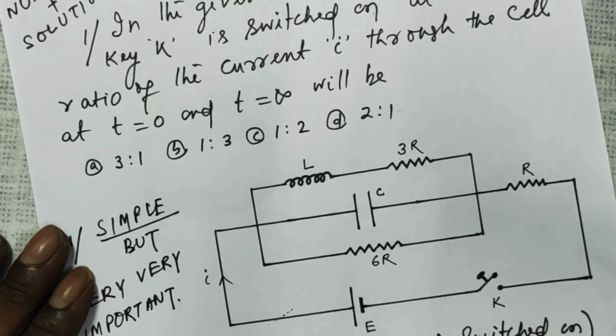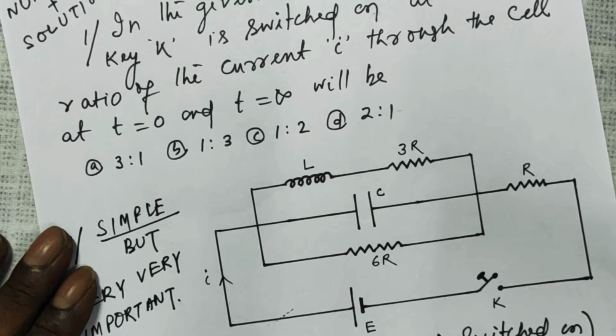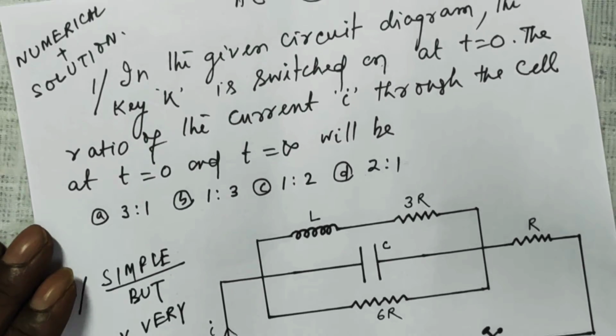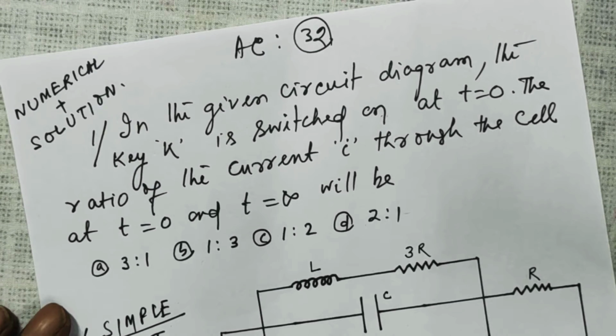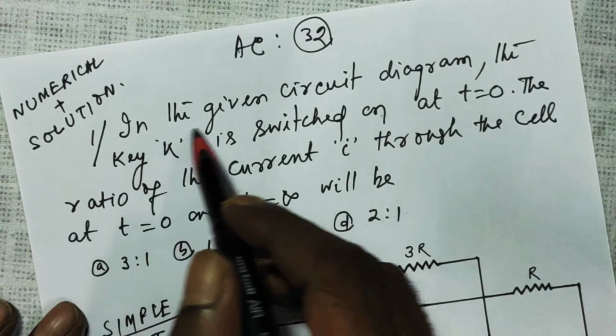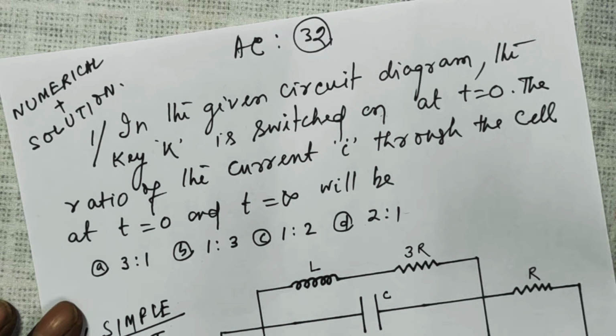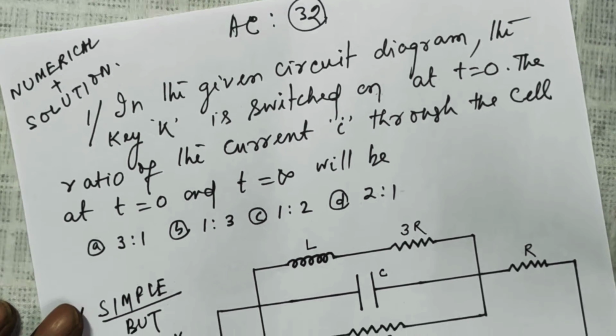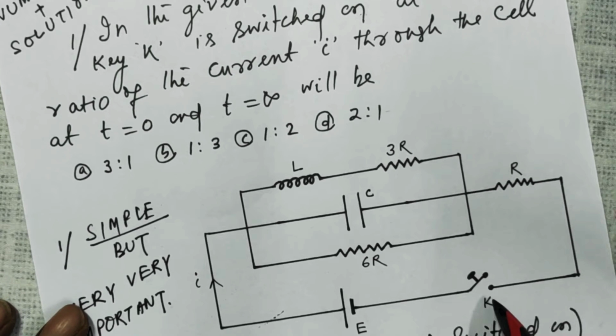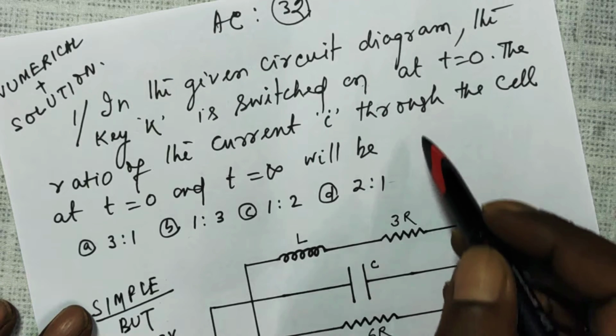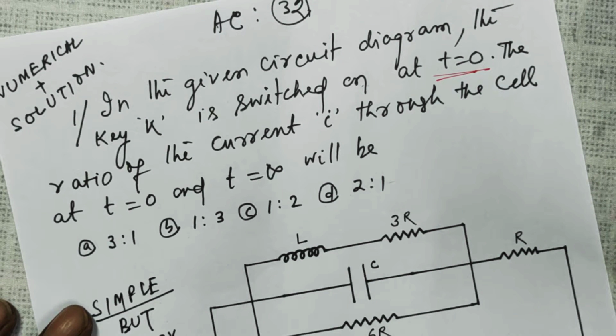Let us see in which direction the current will flow at t equals 0, and in which path the current will flow at t equals infinite. So the statement of the problem is like this. In the given circuit diagram, the key K is switched on at t equals 0. The moment it is switched on, time begins, so t equals 0.